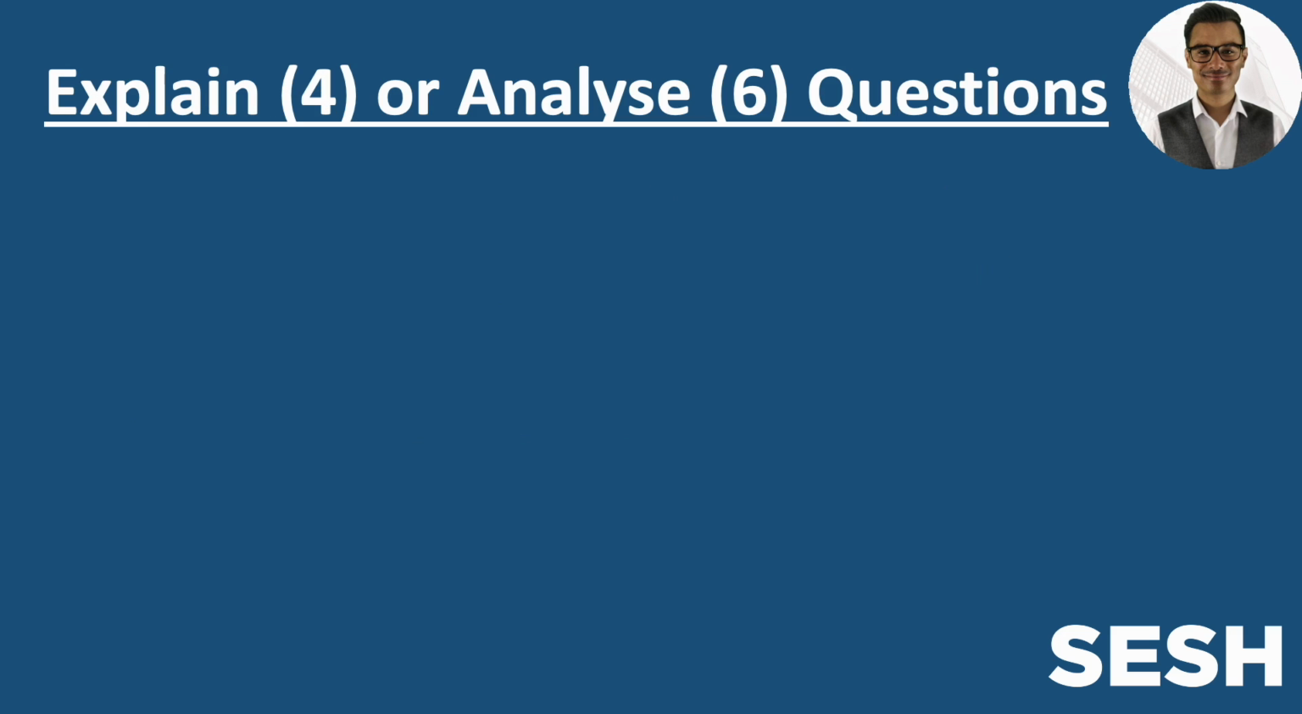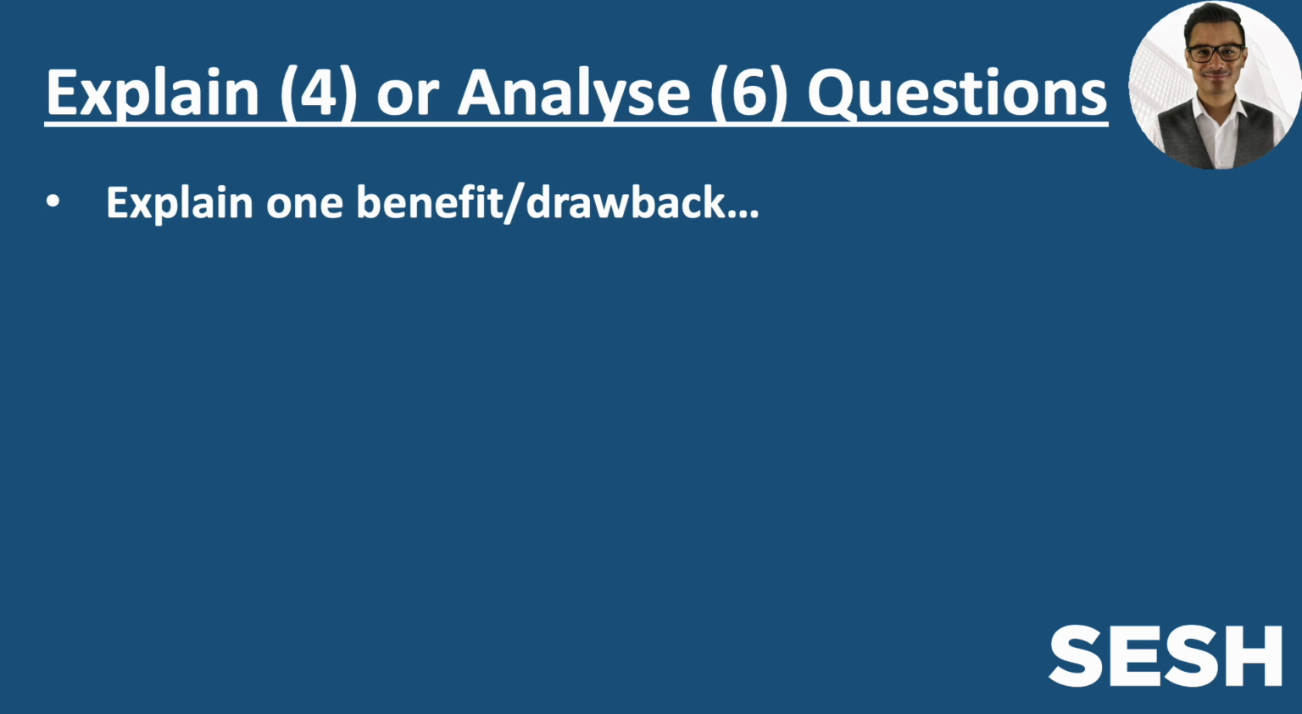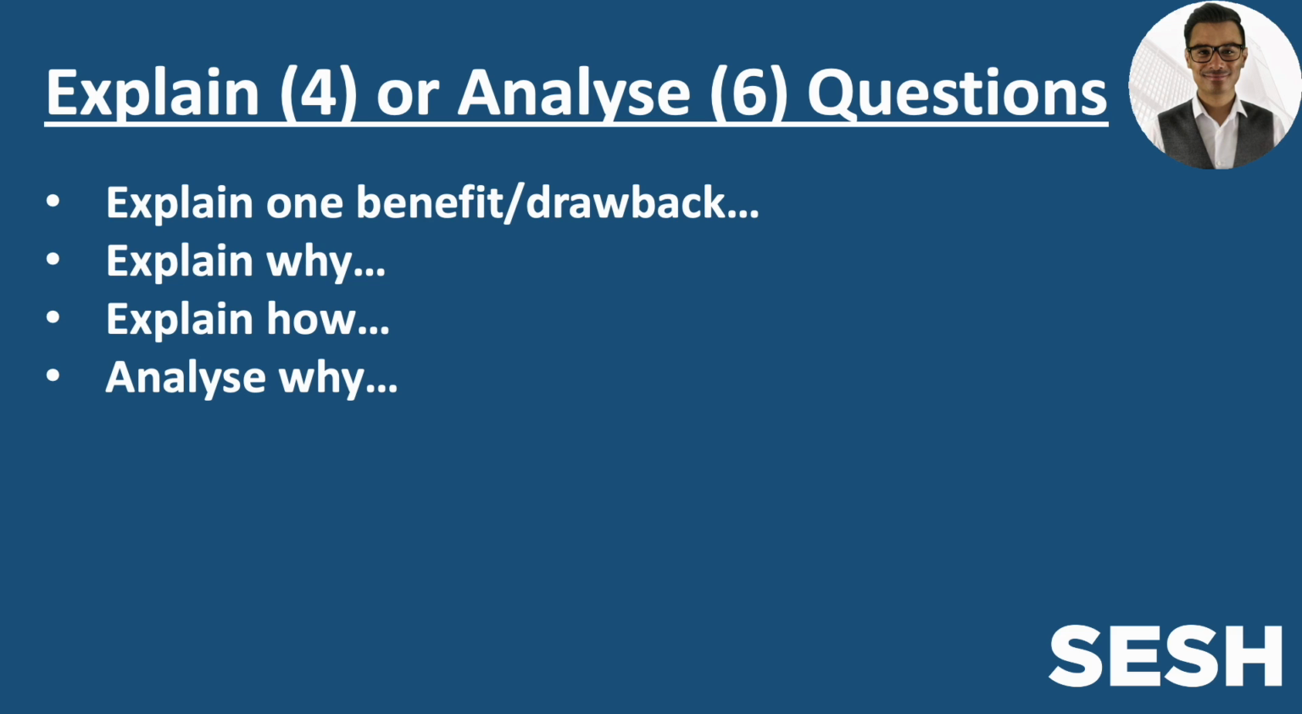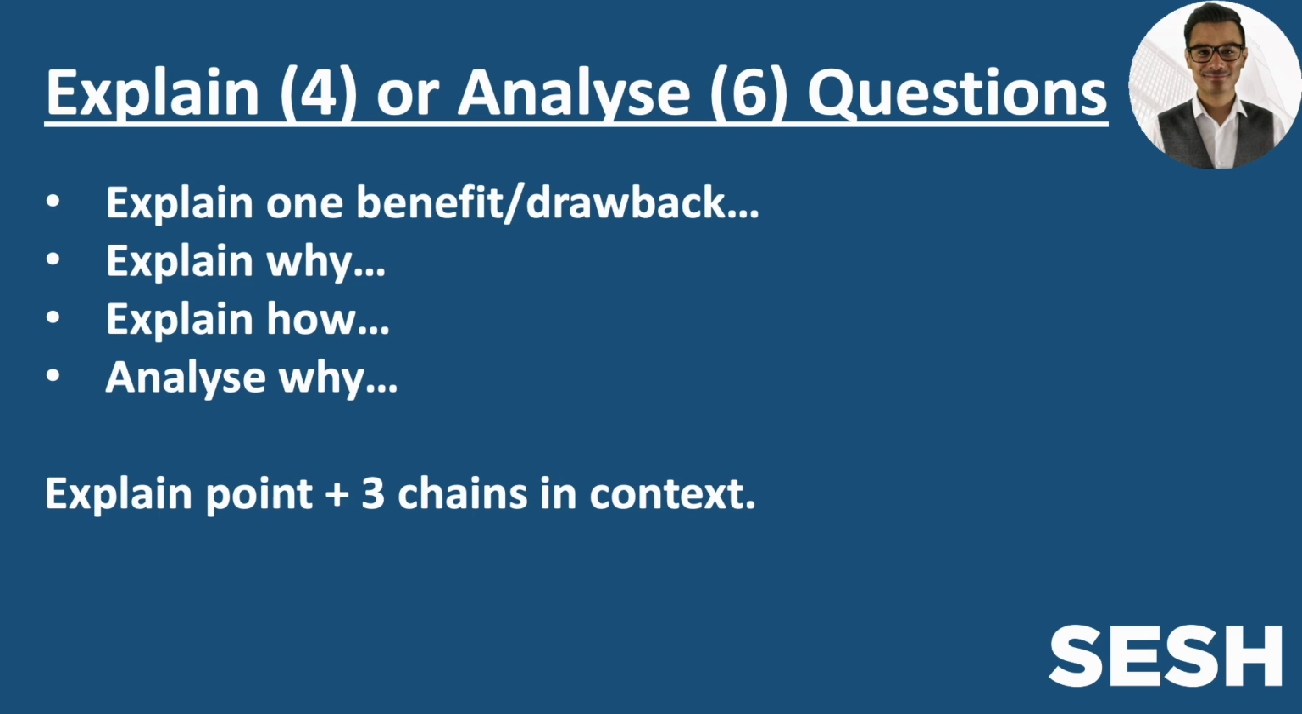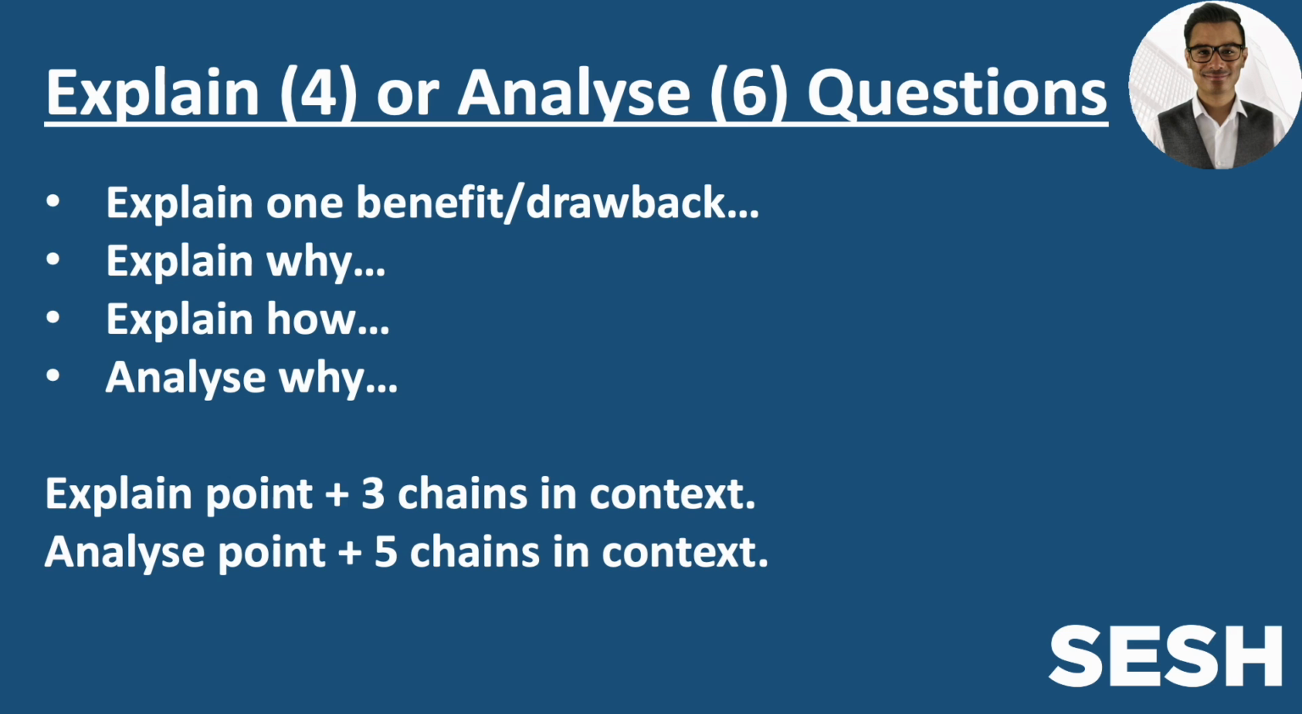Be aware. The next thing you'll likely see is these explain for 4 marks or analyse for 6 mark questions. So we're thinking analyse 1, usually 1 in bold, so don't talk about 2. Explain 1 benefit or 1 drawback of a concept to do with that case study. It might be explain why, explain how. And if it's a 6 marker, then of course it's just analyse why. And then the difference between those questions really is explain is a point and then 3 more chains in context. And analyse is your point and then 5 chains in context. So that's all the differences there. So that's your explain and analyse questions.